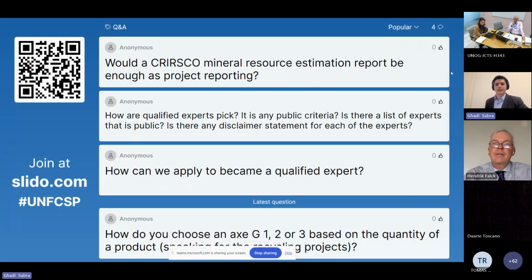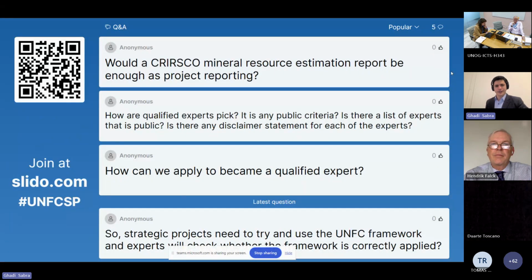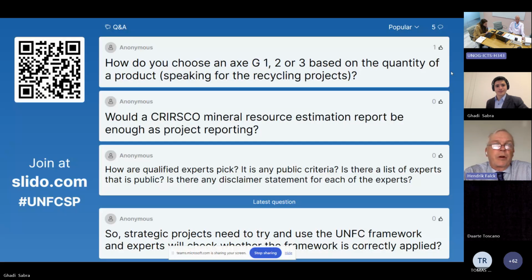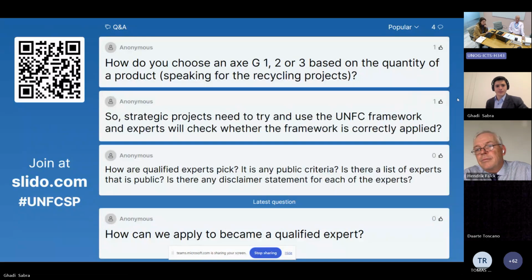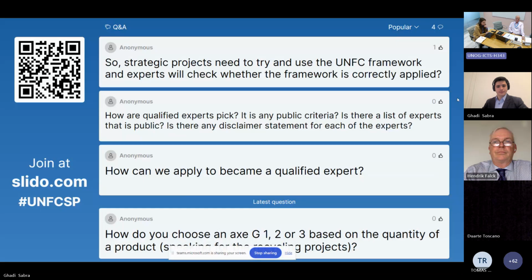Would a CRIRSCO mineral resource estimation report be enough as project reporting? I believe this calls for Hendrik. In general, yes. If it's a resource estimate report that's done according to the CRIRSCO template, it will require a bit of alignment, but there should be enough information in it to do a UNFC classification. Let me add here that the CRIRSCO report is very suitable to be uploaded as an additional document in the form. And this would actually fulfill the requirement as well.